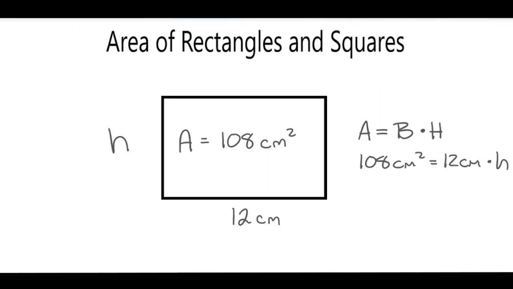All right? So now what I need to do is I will divide both sides of my equation by 12 centimeters, and 108 divided by 12 is 9. Centimeters squared divided by centimeters is just centimeters, and that is equal to h. So h is equal to 9 centimeters. And that is how you find the height when you know the area of a rectangle.